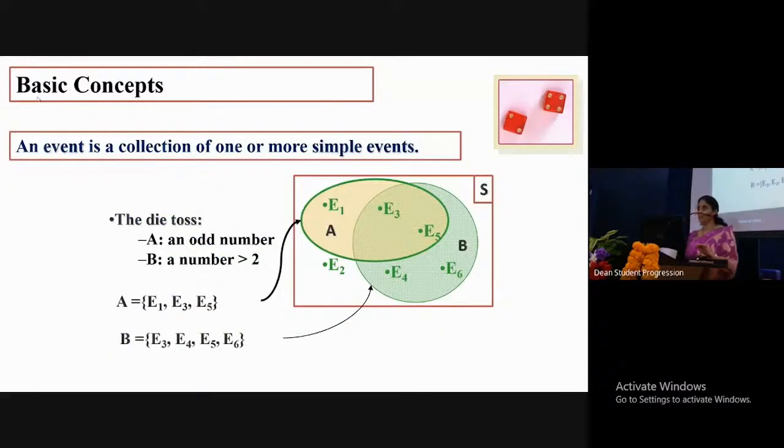One example here: when I'm looking at an odd number, A is 1, 3, 5, that particular set having the odd numbers, and B where I'm saying a number greater than 2, so you have 3, 4, 5, 6.